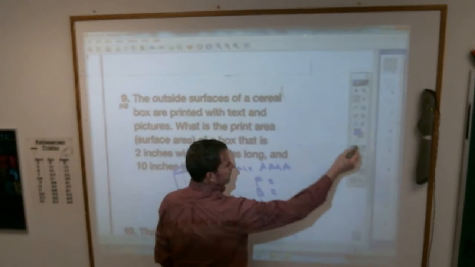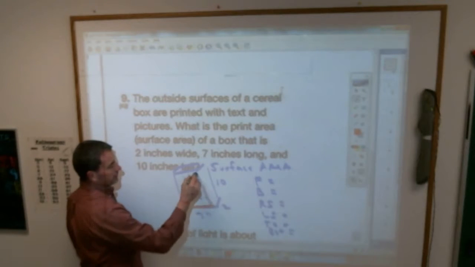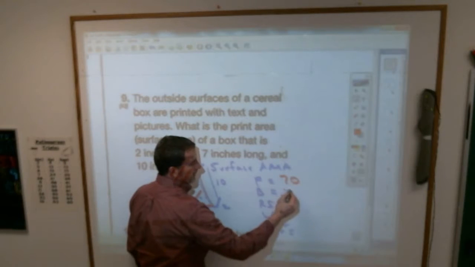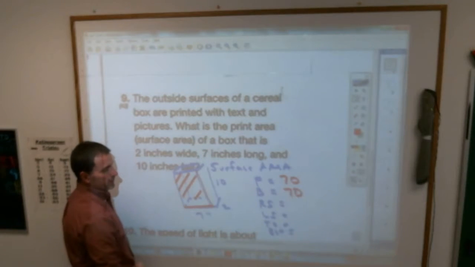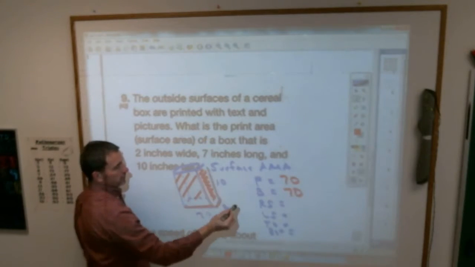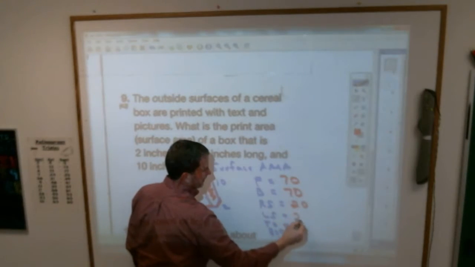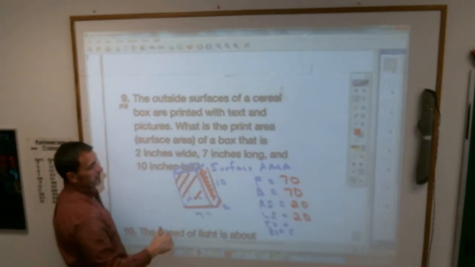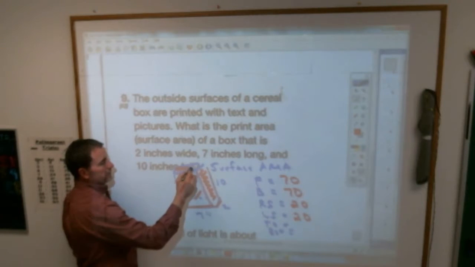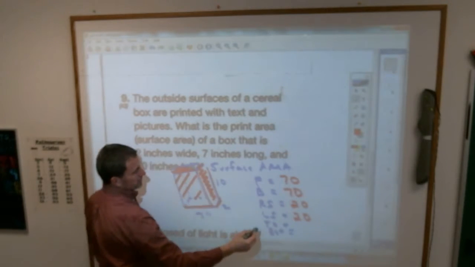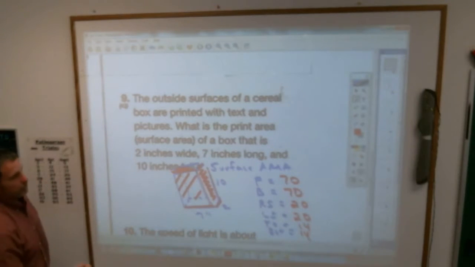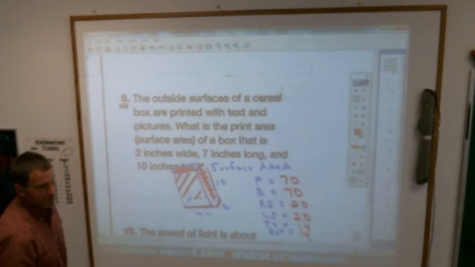What is the area of the front here? 7 times 10, that is 70, and the back is identical, same shape. Right side, what's the area of this? 2 times 10, which is 20. Left side will be the same. And then the bottom and the top is 2 times 7, which is 14. You add all that together, that is your total surface area. That's all the area you could print on.